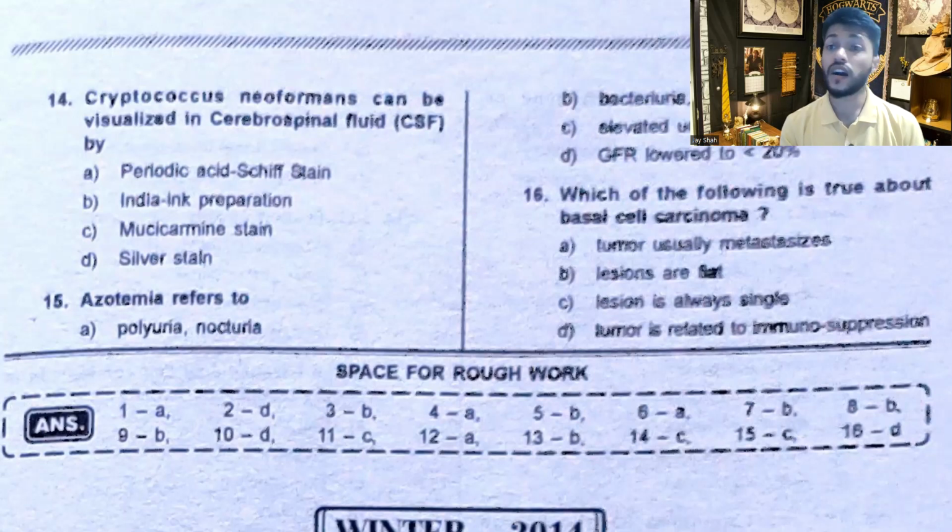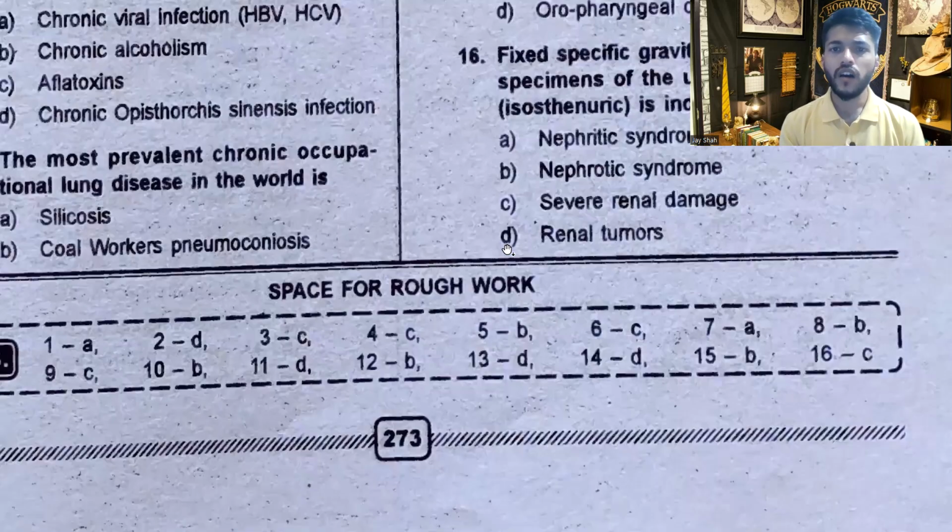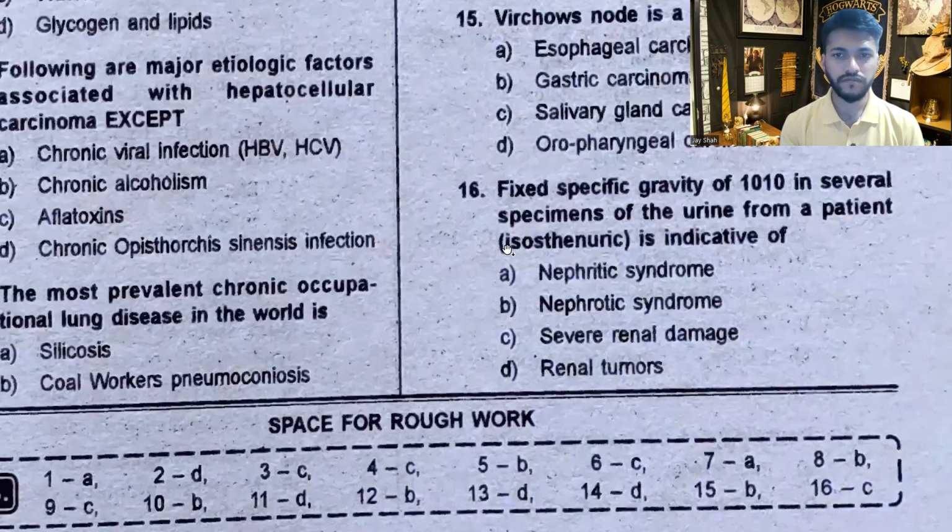Cryptococcus neoformans, a microbiology question, India ink preparation, you'll see a peri-halo. You'll see a halo there. So India ink preparation for Cryptococcus neoformans. Fixed specific, my bad.